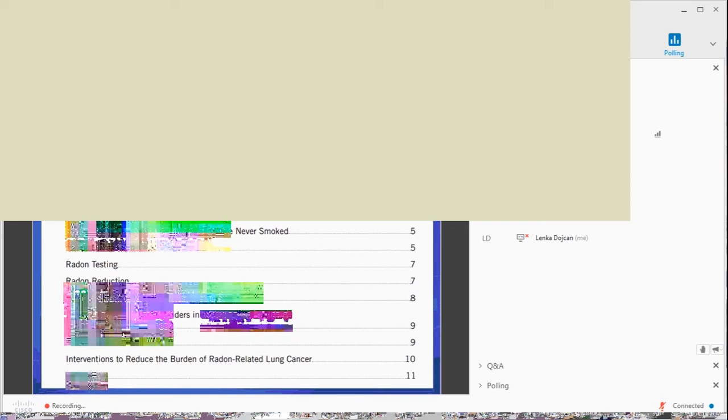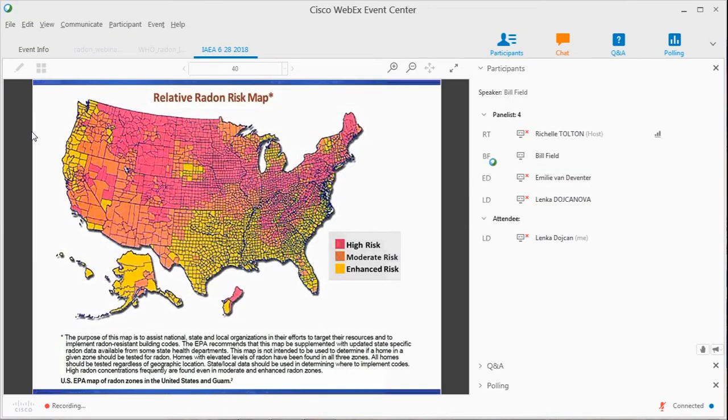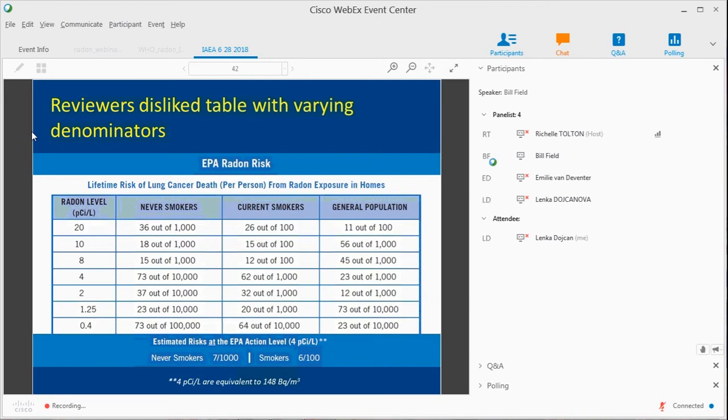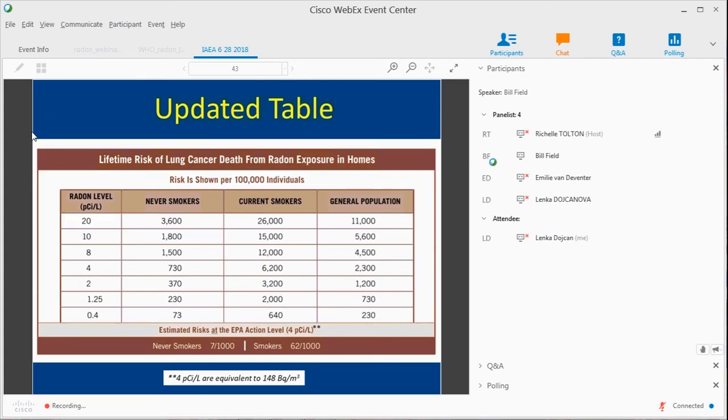We've updated the map. A lot of times maps were not the test, so we have a relative risk index here. Rather than saying high, medium, low, we did high risk, moderate risk, and enhanced risk. There's a new figure for radon entries in the document. Reviewers didn't like the old table that had different denominators when looking at risk for smokers and never smokers. So we updated that table with a common denominator, and healthcare providers in the focus groups seemed to like that better.